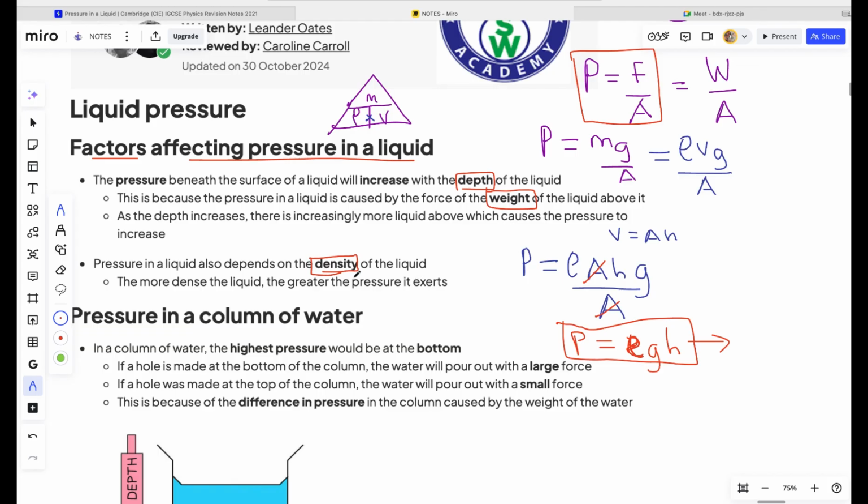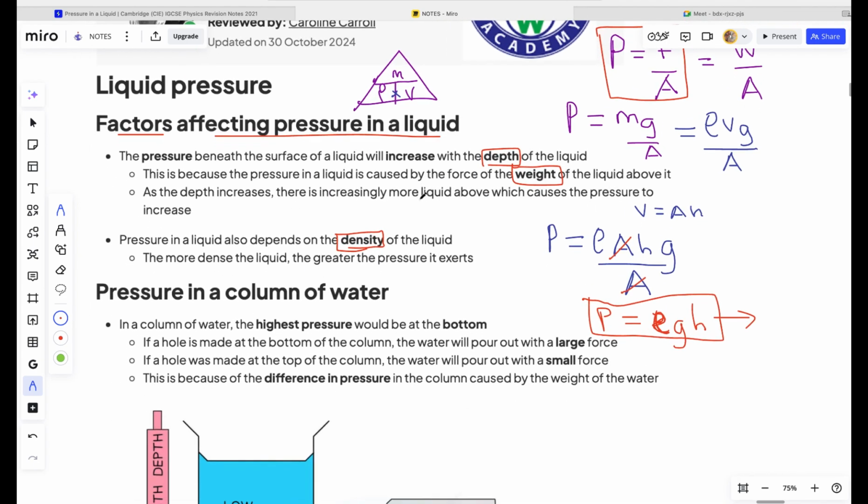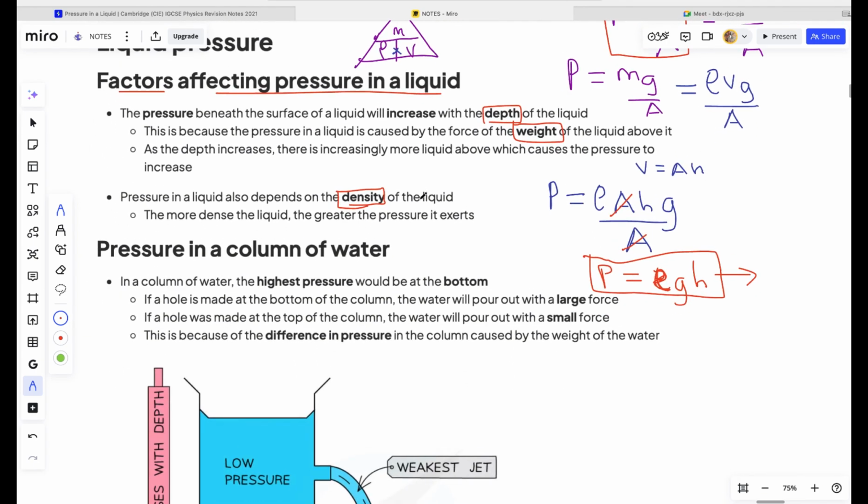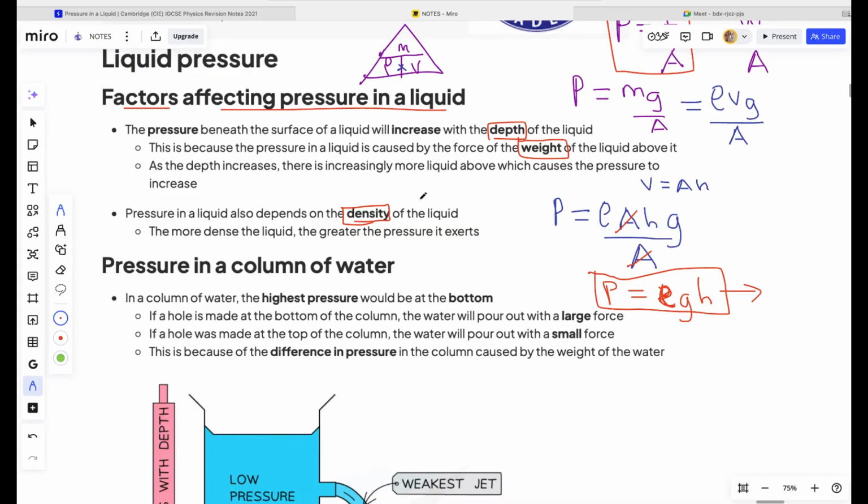Okay? The bigger the density of the substance, because different substances have different density. So the bigger the density of that particular liquid, the more the pressure is exerted at the bottom of the container. Okay, so with this, I've given you some of the tips. Now we go to our tutorial.